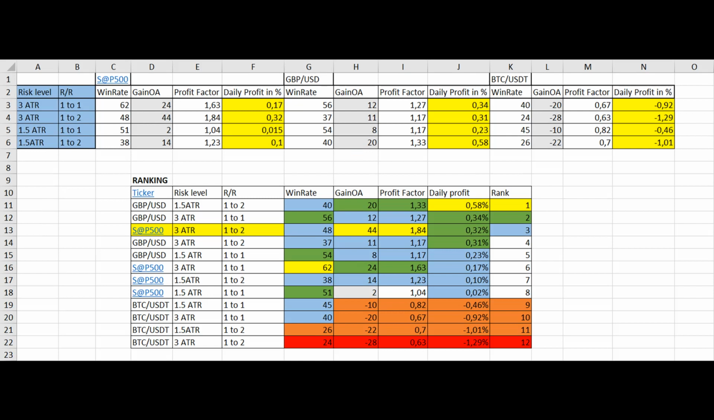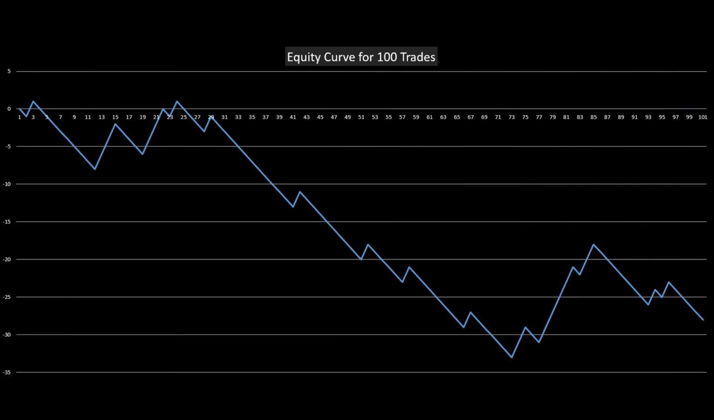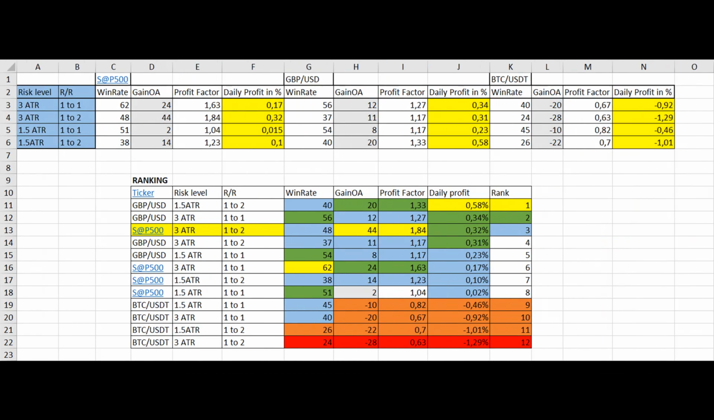First, let's see which settings performed the worst. And that was the Bitcoin USDT pair with a 3 ATR base setting and the 1-to-2 risk-reward ratio. These settings would have produced us a negative 28% gain on the account with a daily loss of 1.29%. Now let's see the best performing one in the daily profits. And that would have been the GBP USD 1.5 ATR risk level with a 1-to-2 risk-reward ratio. These settings would have gained us a 20% on the account after 100 trades.